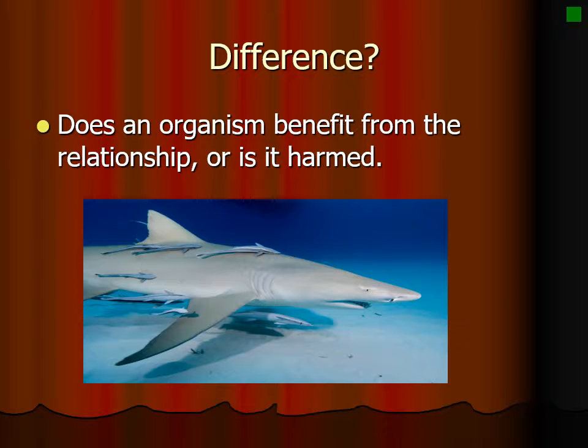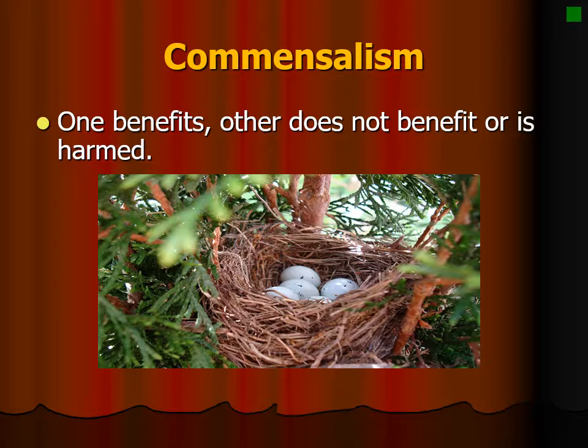How you distinguish between the different types of symbiotic relationship is pretty simple. All you need to do is answer this question here. That's all you got to do. Does an organism benefit from a relationship or is it harmed? In a symbiotic relationship, at least one organism must be benefited somehow. So the first one we're going to talk about is commensalism. In a commensalism relationship, one benefits and the other one is neither benefited nor harmed.